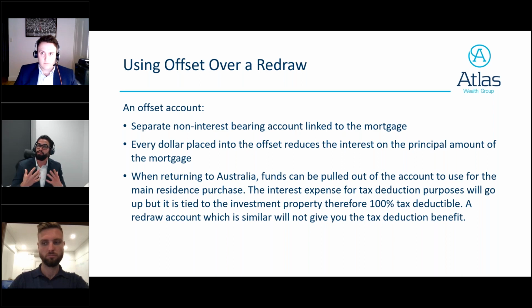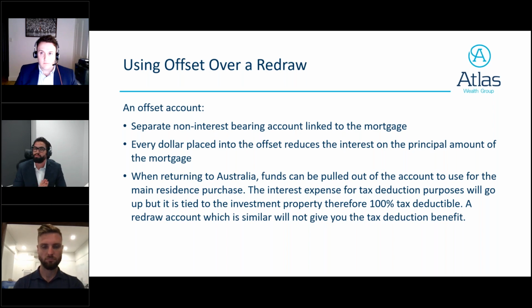Whereas if I had a loan right now and I threw a lot of money into a redraw facility, and then I pulled money out of the redraw facility to buy a main residence, unfortunately, you've reset the loan portion, and now you've got a portion of your debt which is not deductible. So you're not being very tax efficient. Making sure you get your debt structuring correct from the outset is really, really important.